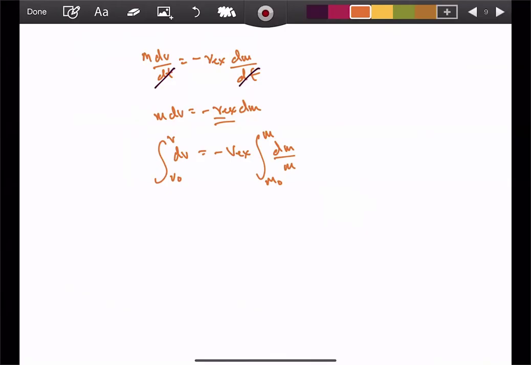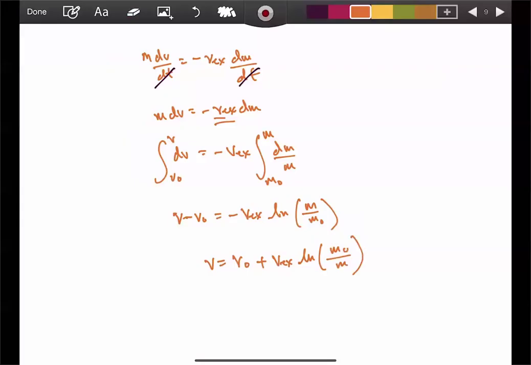So good. Integral left-hand side, we have a dv, which integrated becomes just a v. So I'm going to get v minus v initial is equal to minus v expulsion times the integral of 1 over m dm, which is the same thing as natural log. So I'm getting a natural log of the ratio of m final divided by m initial. Okay, so finally, we get our final velocity will be equal to our initial velocity plus, and I'm going to change the order of those two, v expulsion times natural log of the initial mass divided by the final mass. In this case, I'm just swapping the order inside to make it positive.